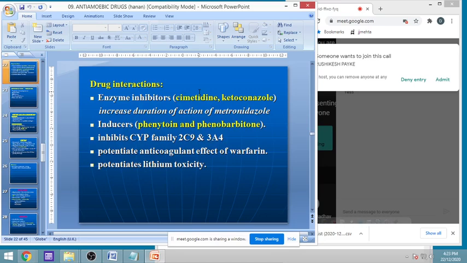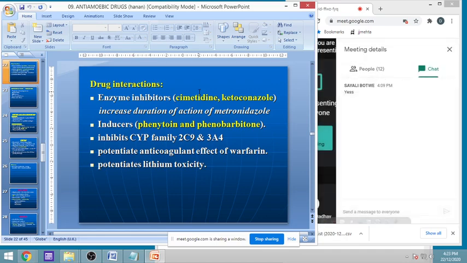Drug interactions: it has many enzyme inhibition activities, with various enzyme inhibitors like cimetidine and ketoconazole. They will increase the duration of action of metronidazole. There are also certain inducers of the metabolic enzymes. Examples of these are phenytoin and phenobarbital, which will cause a decrease in the plasma concentration.